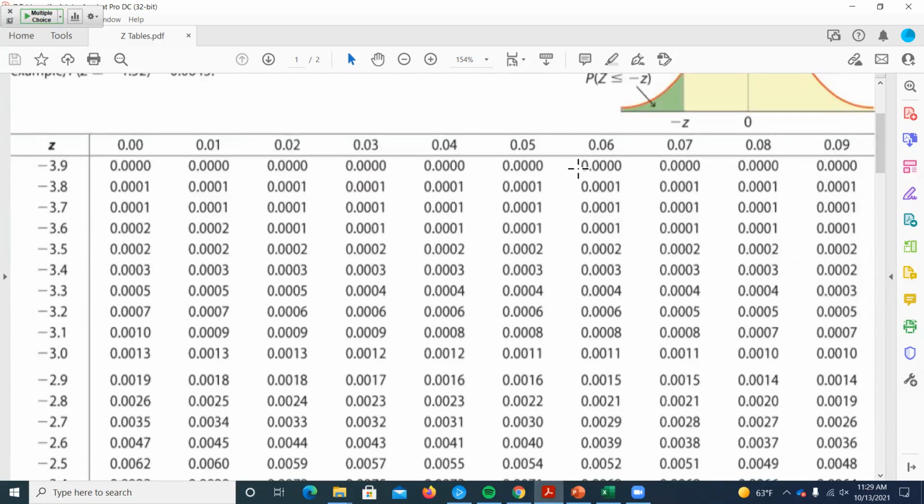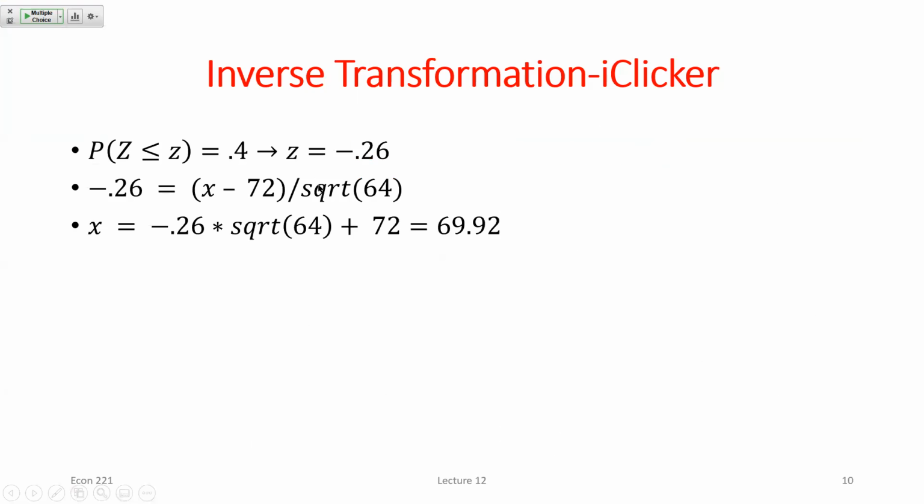Negative 0.25 and negative 0.26. I'll use the higher in absolute value, the one with the larger magnitude, so negative 0.26. Now that I've got negative 0.26, it's just a matter of plugging in our z-score. Here was our standard deviation. Here was our mean. All right.